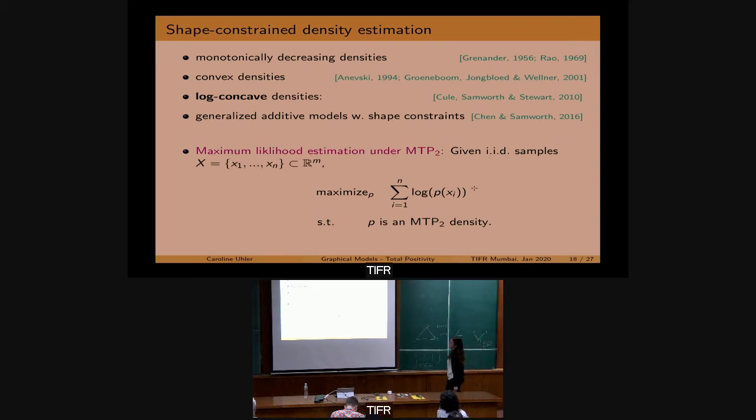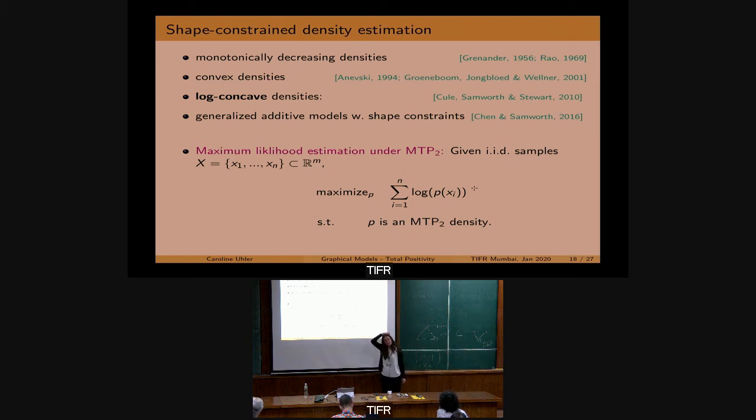Okay, so let's look at this problem. So what I want to do is the non-parametric setting. So I want to maximize directly over density functions. I'm looking at the maximum likelihood estimator. So here I'm summing up over all my samples. So this is an infinite dimensional optimization problem over all density functions. And my shape constraint is just going to be MTP2.